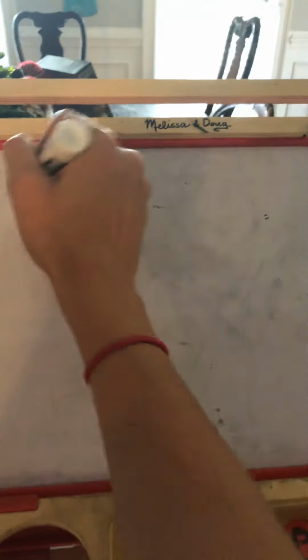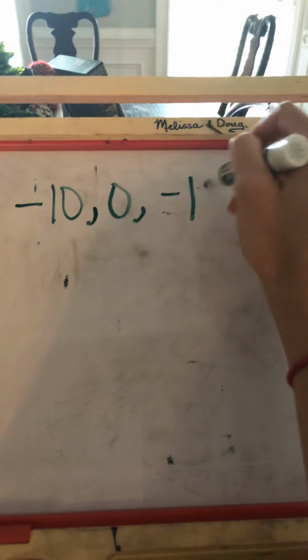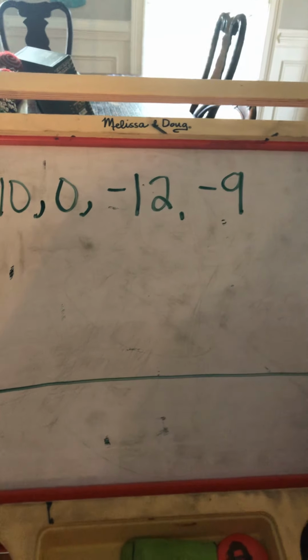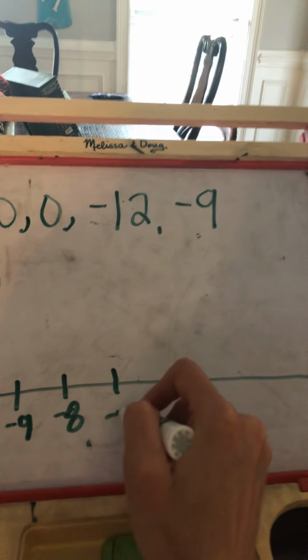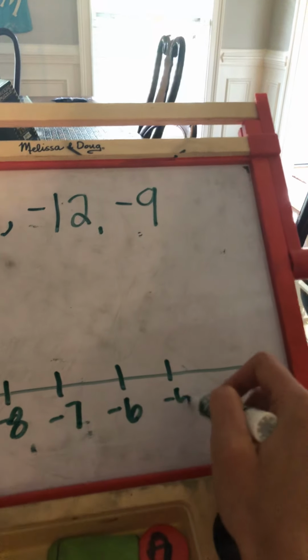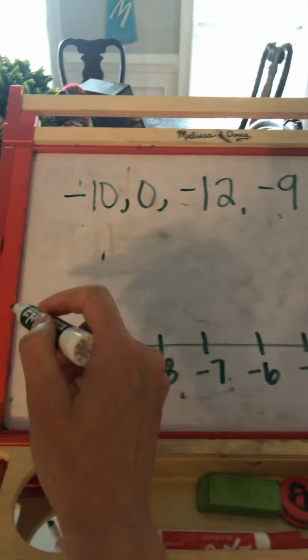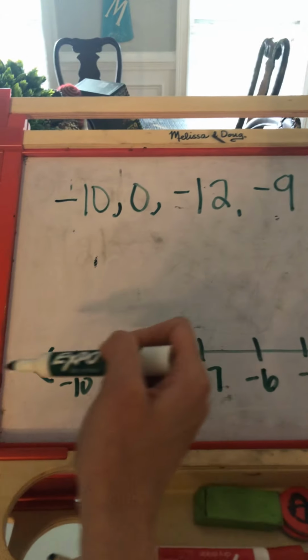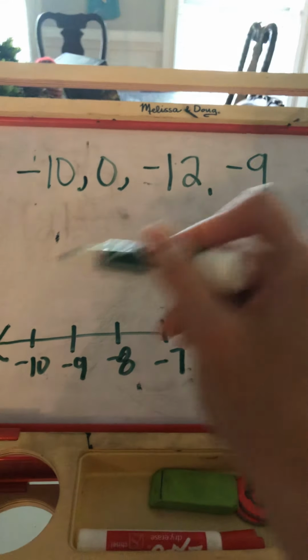All right, let's go ahead and review how to order integers from least to greatest. So let's say I have the numbers negative 10, 0, negative 12, and negative 9. On my number line, I'm just going to put negative 10, negative 9, negative 8, negative 7. The further I go to the right, I get to 0. The further I go to the left, where negative 12 would be out here somewhere, the smaller my numbers are getting. The further I'm going to the right, the larger my numbers are getting. So I'm going from least to greatest.